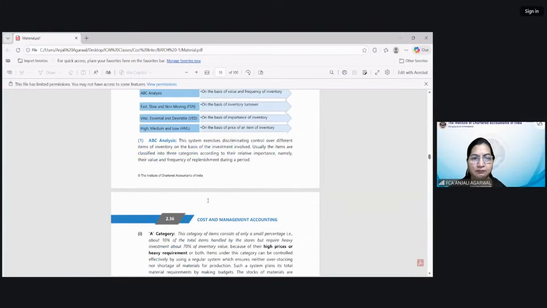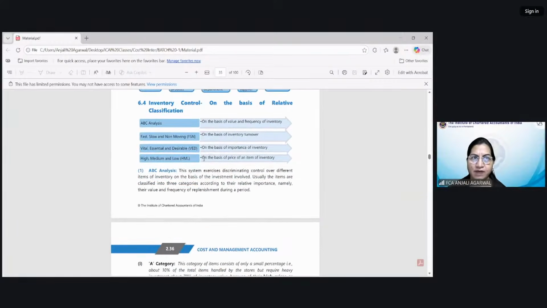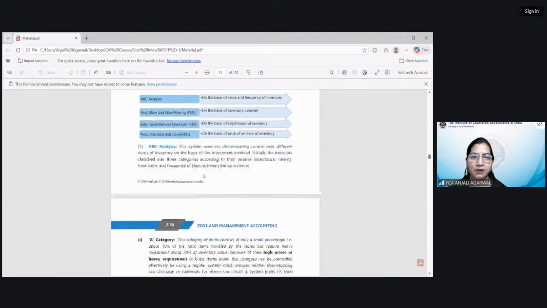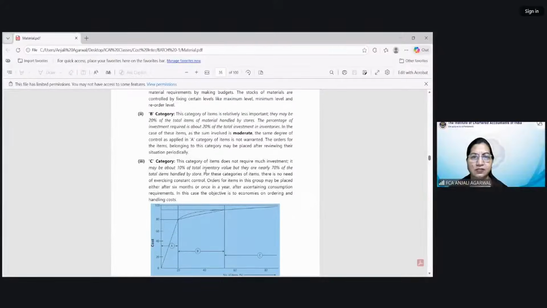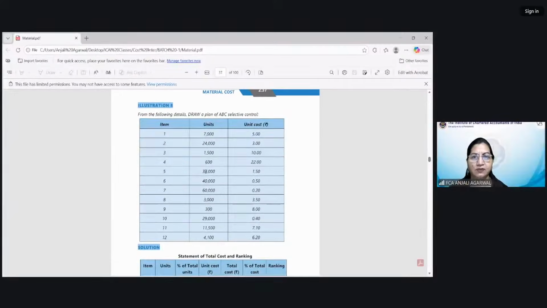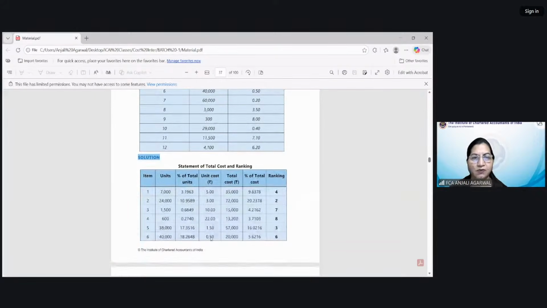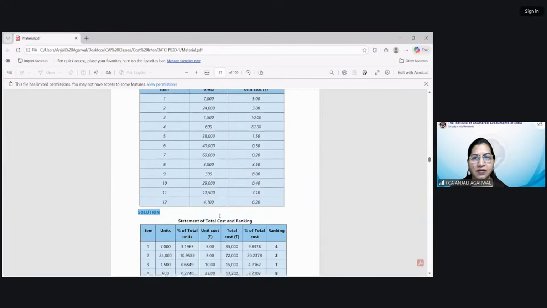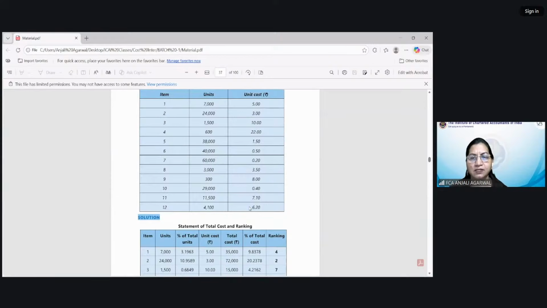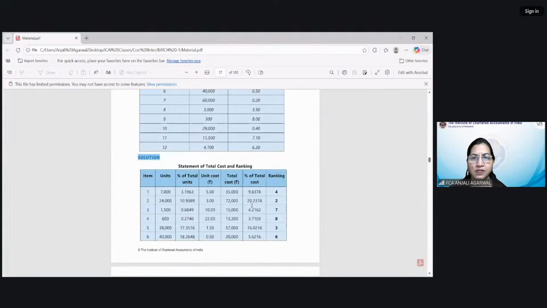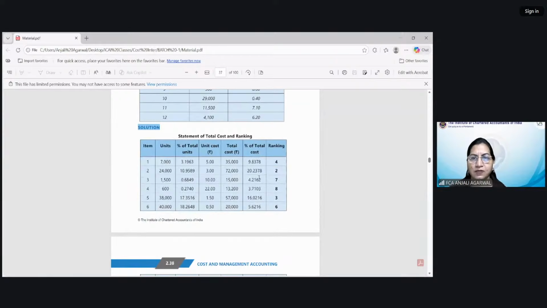Here is ABC. You have ABC, FSN, fast moving, slow moving, non-moving items. You have VED, which is vital, essential, and desirable items. And similarly, cost-wise, high, medium, and low. So this is how you divide it into categories. So if units are given, cost is given. First, you calculate the total and find out how much is each raw material as a percentage of total units. Similarly, you find out the total value of all the raw materials and find out how much is each percentage of the total cost.